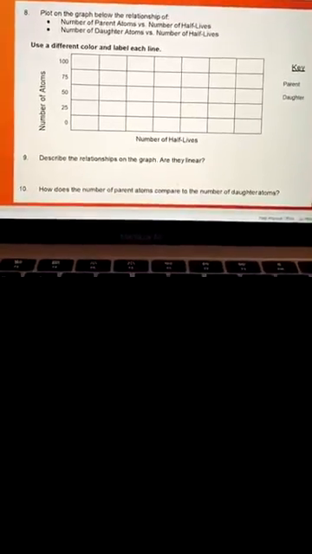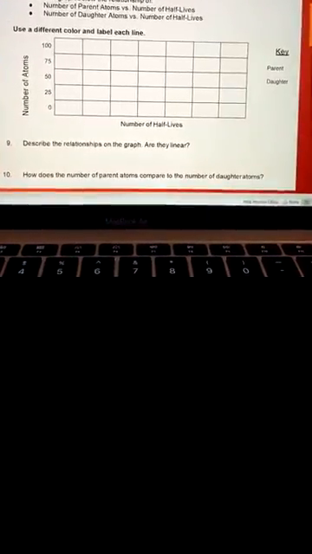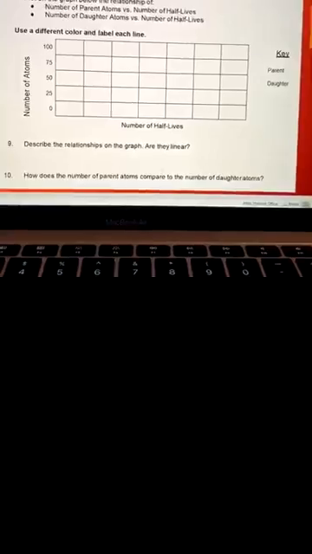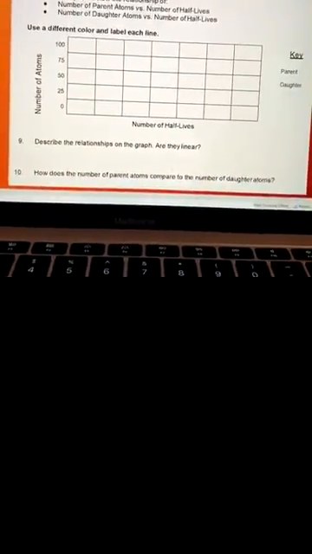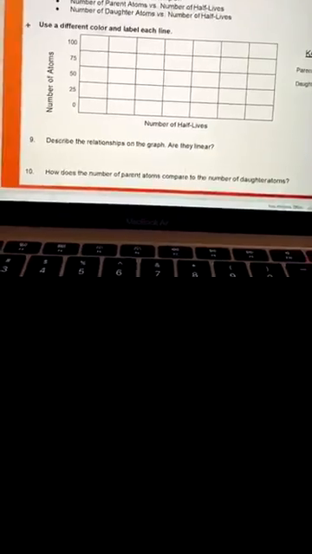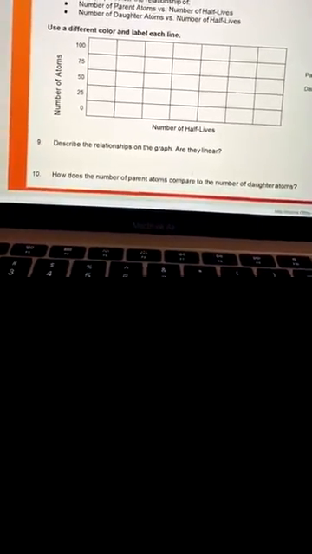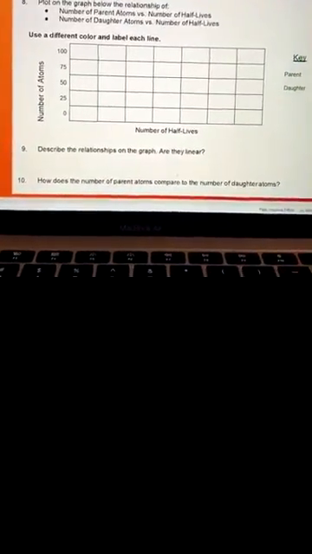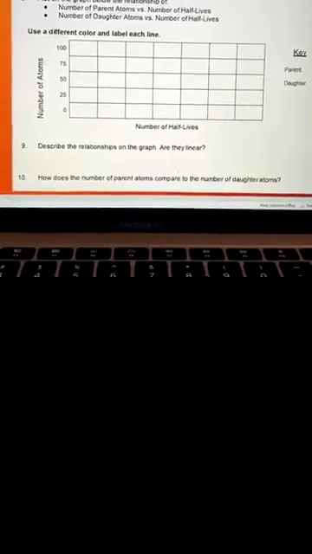And then number 10, Tiana, how does the number of parent atoms compare to the number of daughter atoms? The parent atoms go down and the daughter atoms go up. Great job. So as the parent atoms decrease, the daughter atoms increase. So for number 10, as the parent atoms decrease, the daughter atoms increase.